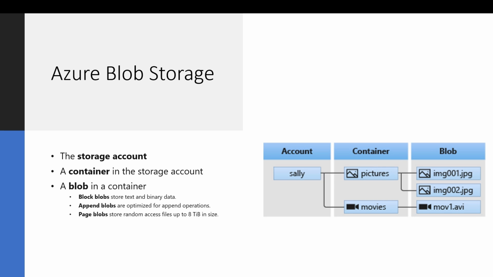Binary large object, or blob, is a collection of binary data stored as a single entity. Azure Blob Storage is Microsoft's object storage solution. It has a storage account, a container, which is similar to a directory in a file system, and there are different kinds of blobs: block blobs, which store text and binary data, append blobs, which are optimized for append operations, and page blobs, which can store random access files.